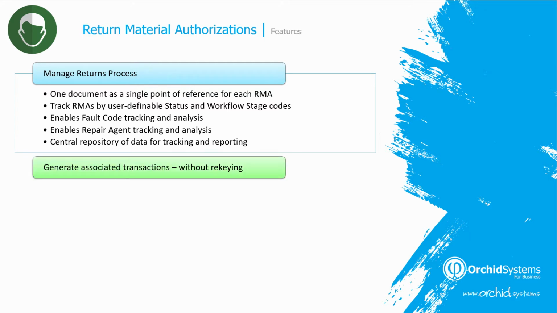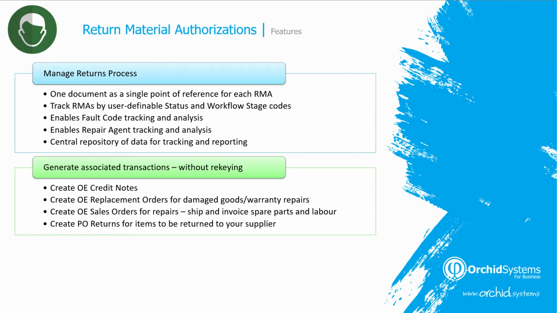From the one document, you can generate the associated transactions without rekeying any of the information. You can create order entry credit notes or order entry replacement orders for damaged goods or warranty repairs. You can also create order entry sales orders for repairs, where you ship and invoice the spare parts and labor. You can also create PO returns for items to be returned to your supplier.